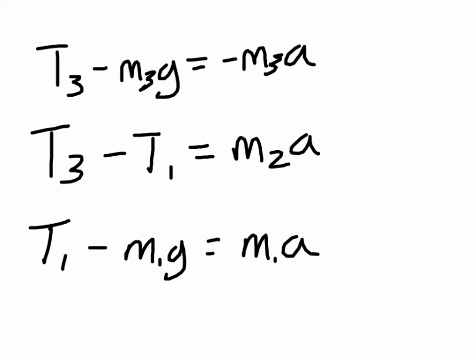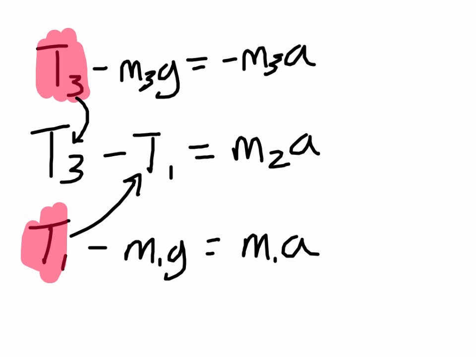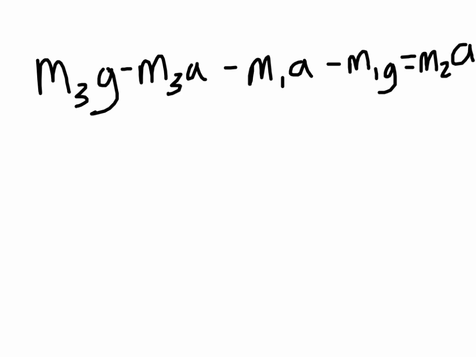So now I've got three equations with three unknowns. But I want to solve for the acceleration of the system. So I'm going to solve for the tension in block 1, the tension in block 3, and just substitute those into that middle equation and get one gigantic force formula for all. So combining everybody, this is what the final equation comes to. M3G minus M3A minus M1A minus M1G equals M2A. Just like I did before, I'm going to combine all my masses and accelerations on one side and my mg's on the other.